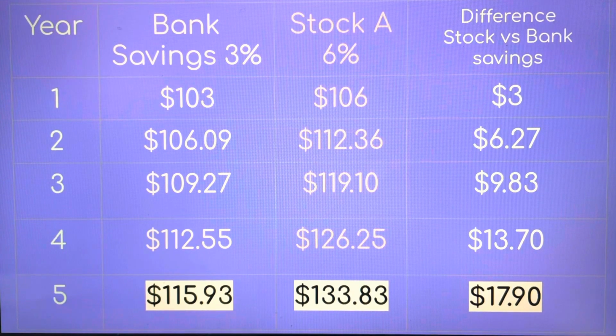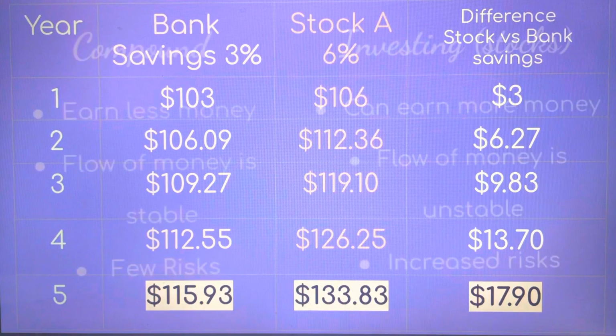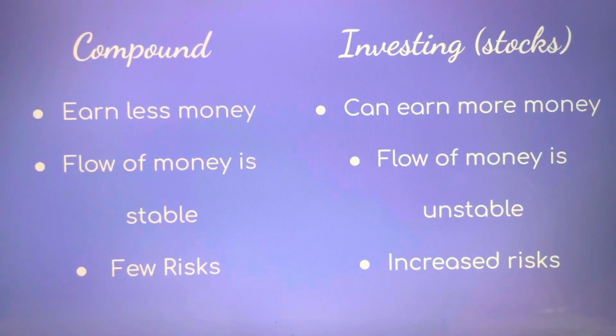Therefore, before you choose which way to invest, make sure you understand the risks of what you are going to get yourself into. What are the differences between compounding and investing in stocks? By compounding your money, you will earn less money than you would in investing, but the flow of money that you would receive would be stable and have few risks. But for investing, you can make more money than just compounding your money, but that comes at the price of unstable flow of money and increased risk.